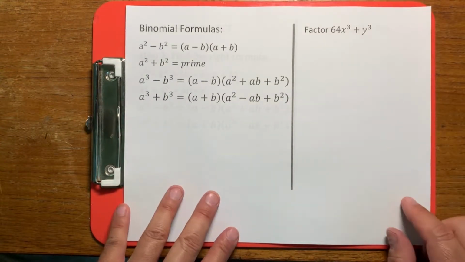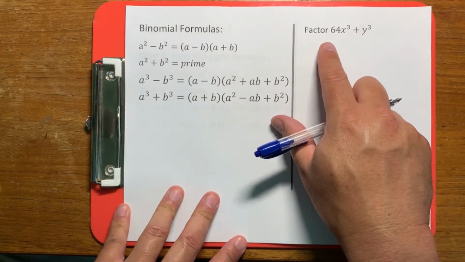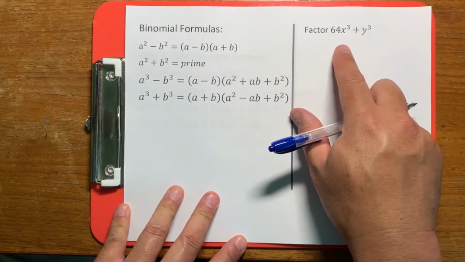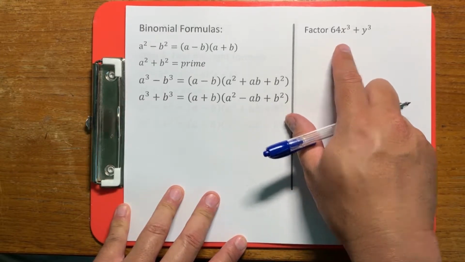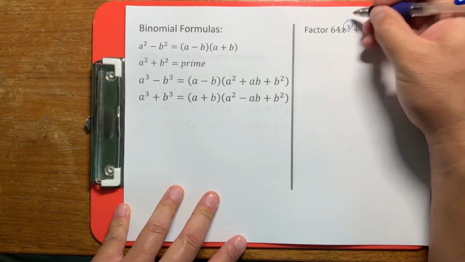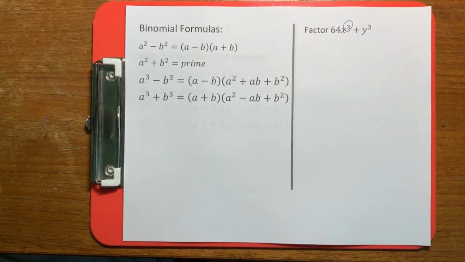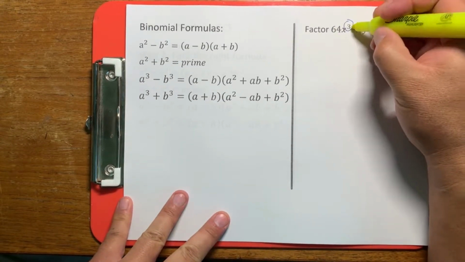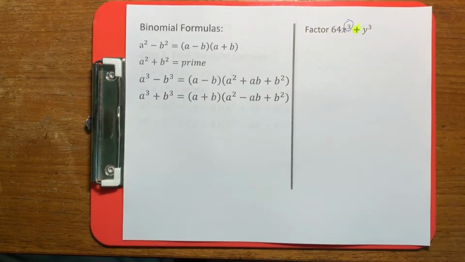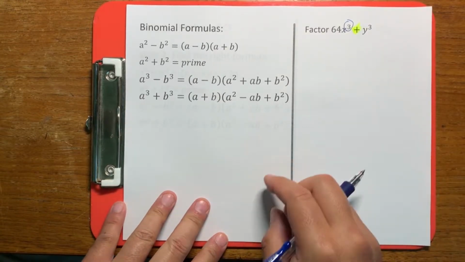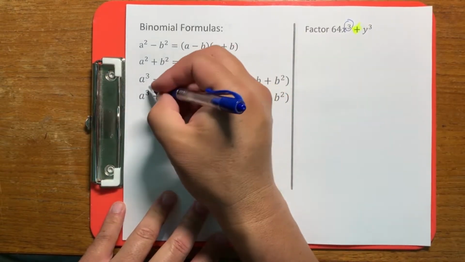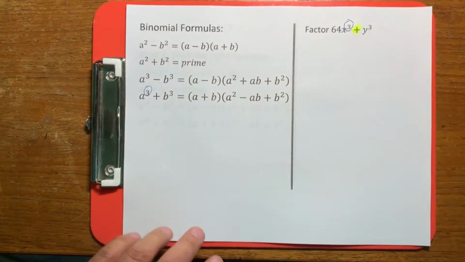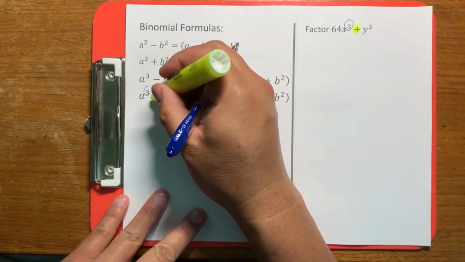So let's try this again. First, we'll check to see if there's a GCF. There is none, right? The next thing we'll do is look at the exponent and look at the operator. Usually we're looking at the exponent of the leading term. So let's look over here. What we want to match it with is this over here, the cube and the plus.